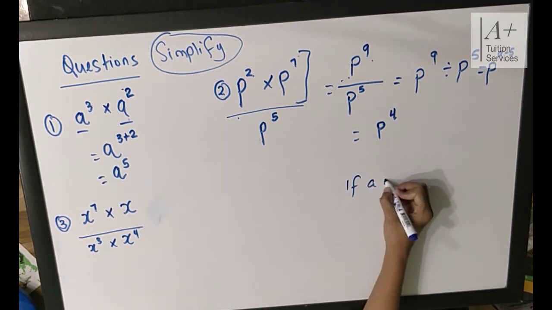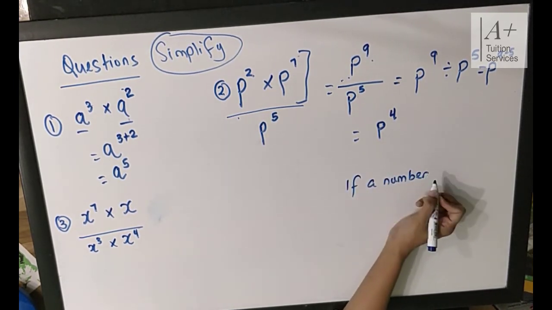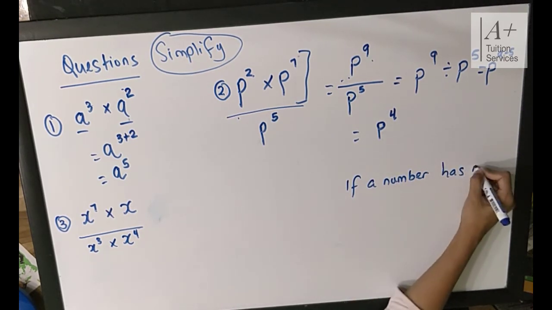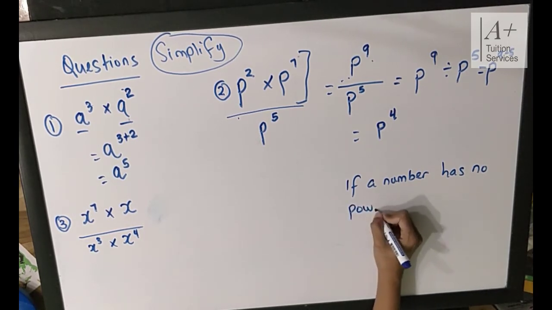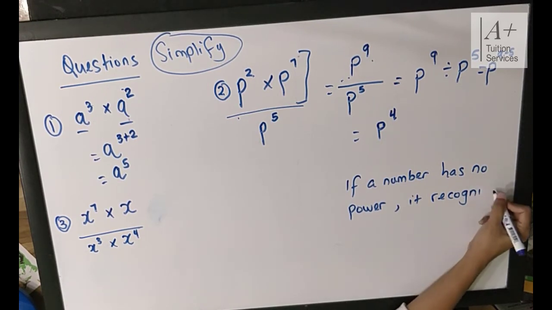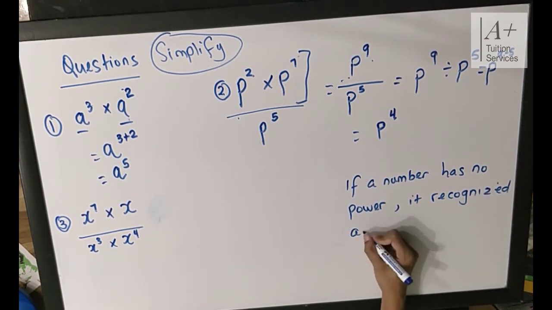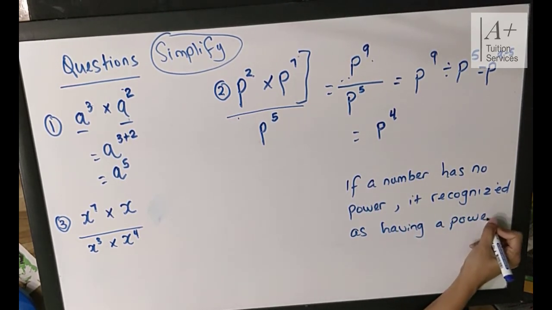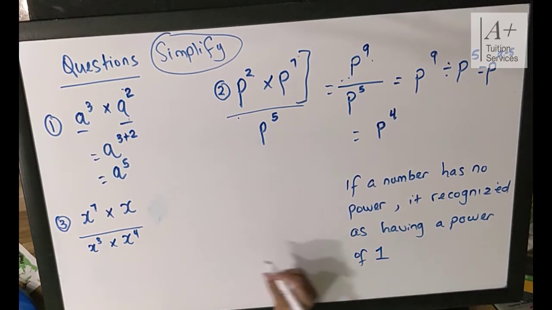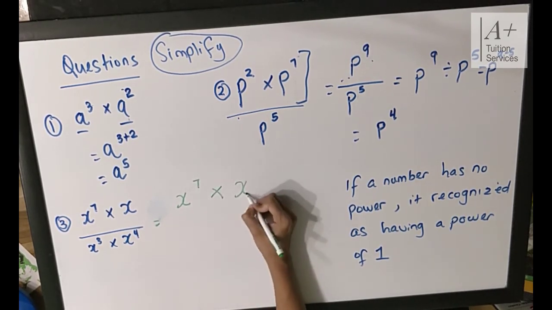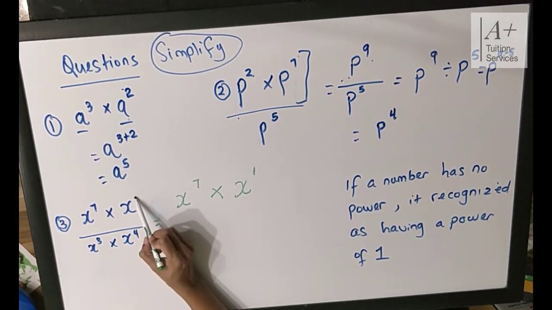When we take the first line, I have a note to give you. If a number has no power, it is recognized as having a power of 1. So you see this x here stands alone. We need to rewrite this question now. It will be x to the 7th power multiplied by x to the power of 1.